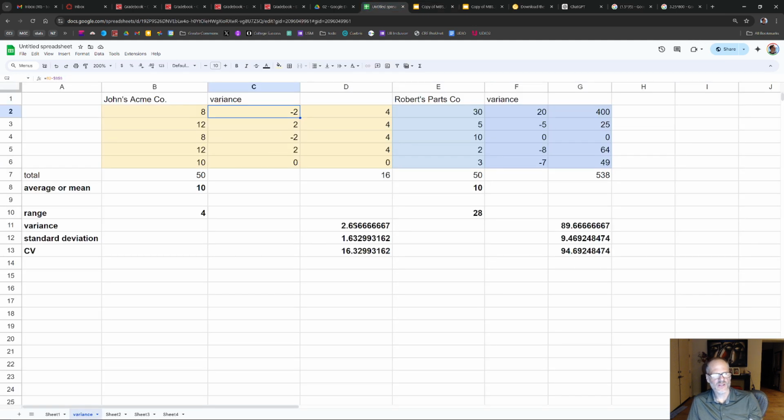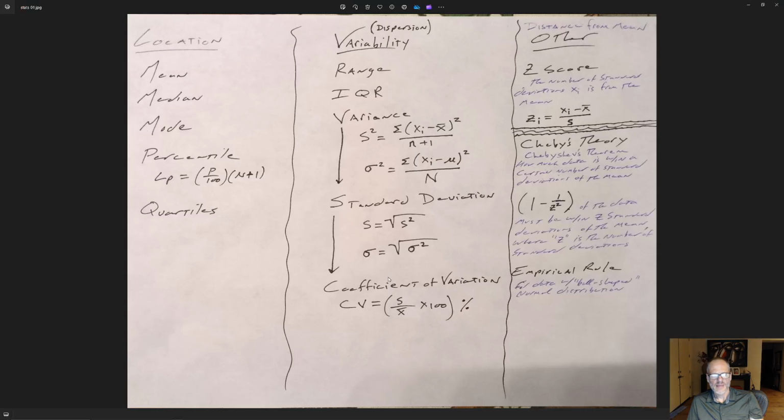So the average of how much each data value varies from the mean here is 2.67. Here it's 89, right? G7, 538 divided by 6. And here it's D7, 16 divided by 6, which is a pretty big difference, but it's the average of how much each data point varies from the mean.